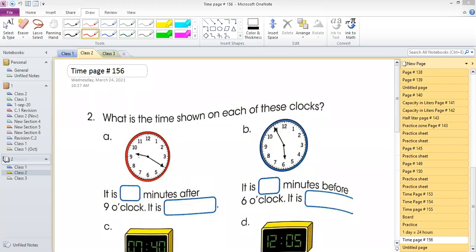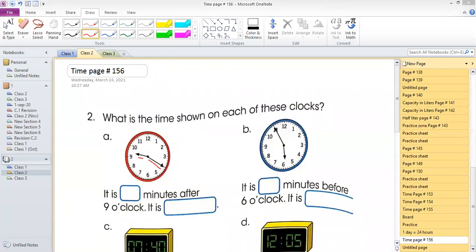Look, this is the short hand and this is the long hand. This is for hours and this is for minutes. Now you have to tell me how many minutes have been passed after 9 o'clock. No, guys, I am asking how many minutes. 5 minutes have passed, 10 minutes, 15 minutes. How many minutes? It is dash minutes after 9 o'clock.